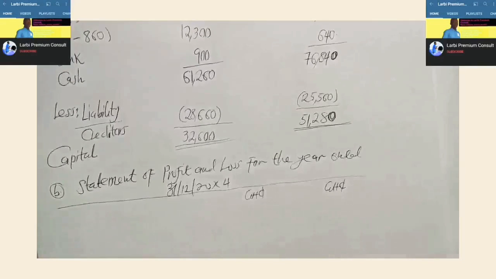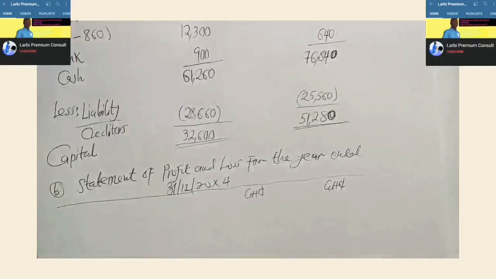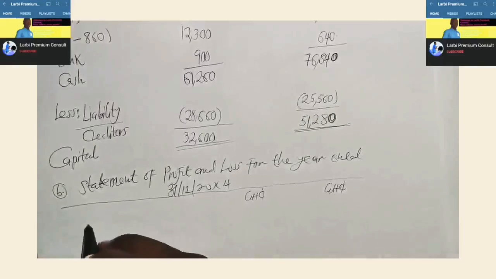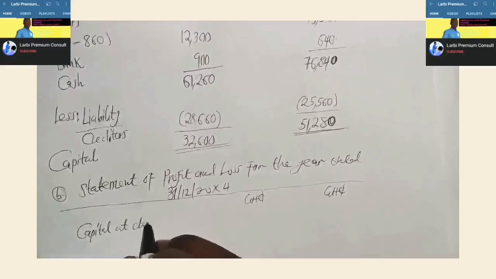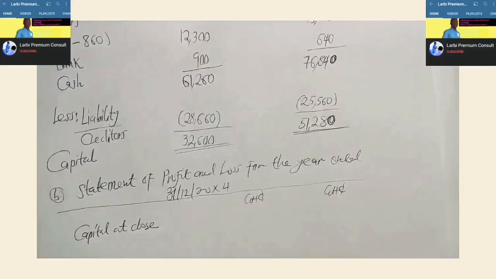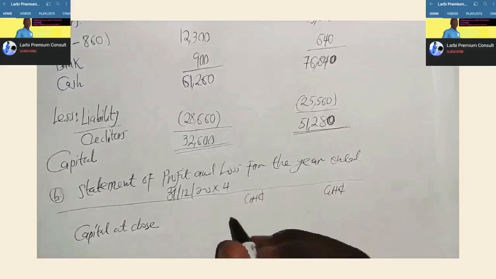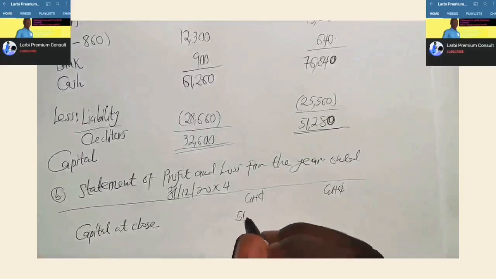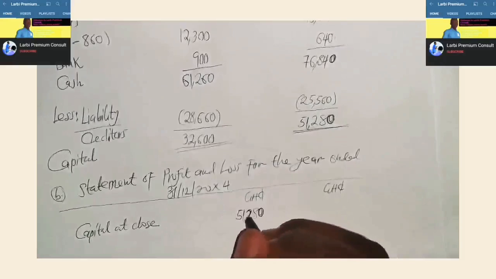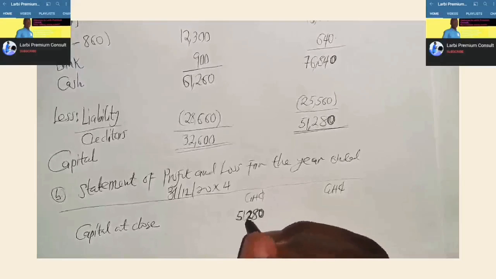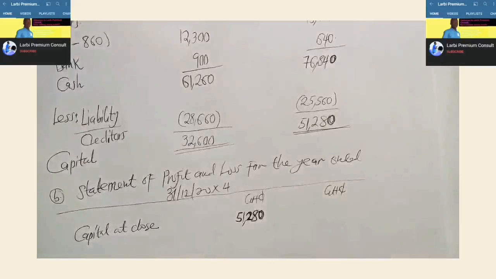So first we said, if you remember the format, you start with your closing capital. Capital at close. You start with your closing capital, and in the question you can see that capital at close was 51,000. That's what we have actually derived. So here, when you're preparing the statement of affairs, please take your time and prepare, because if you get it wrong in the first statement of affairs, it's going to affect your profit statement in that case. So let's take note of that. So that was our opening capital.